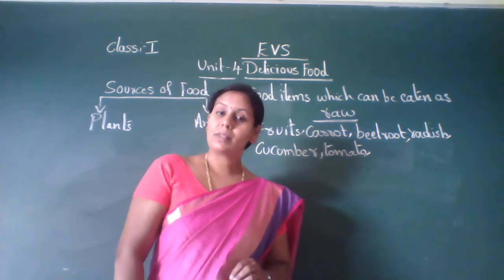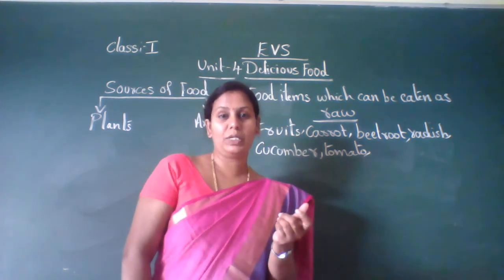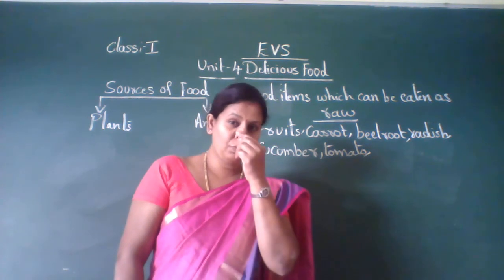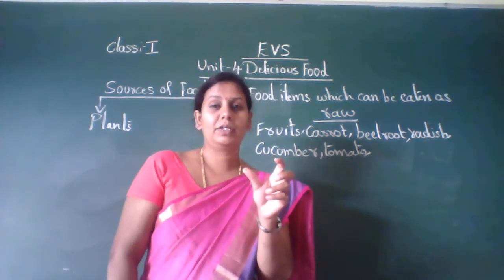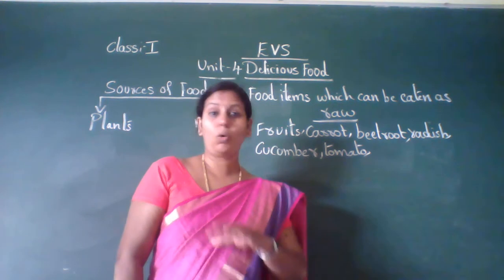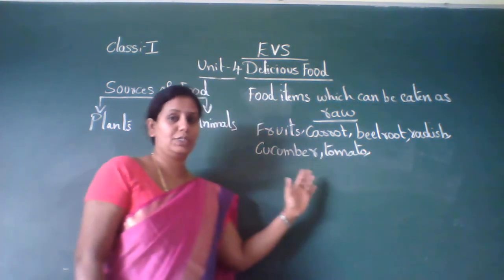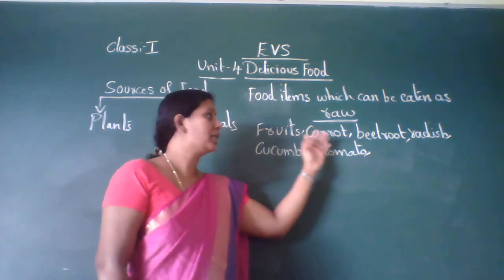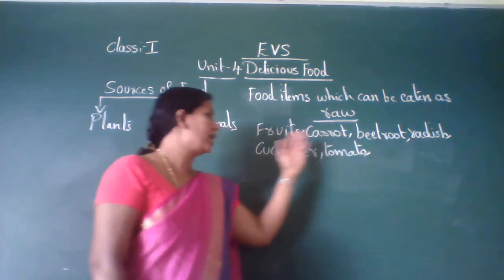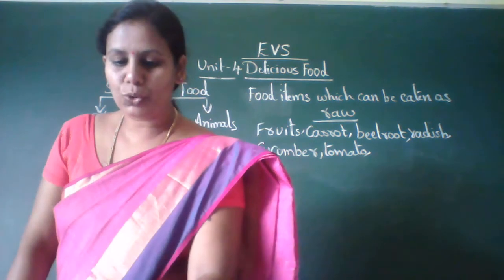Then some people will eat even lady's finger. Then beans can be eaten raw, but all the people won't eat them, only a few people. But this everyone will eat. Okay. So fruits, carrot, beetroot, radish, cucumber, tomato.